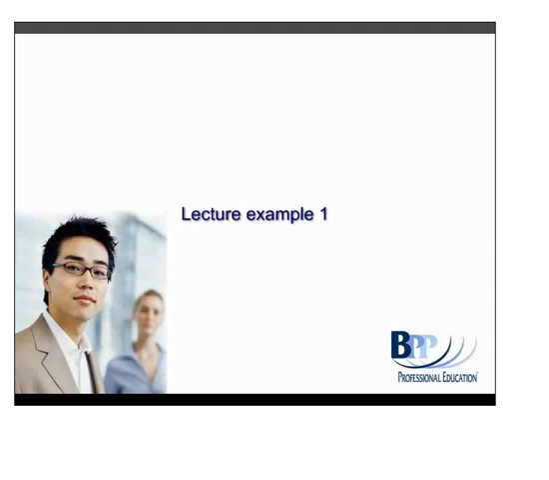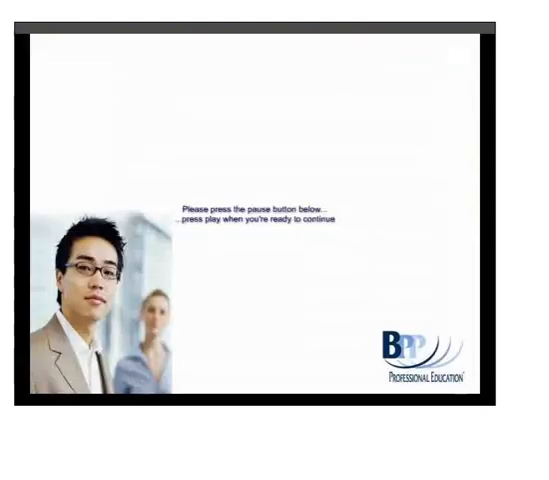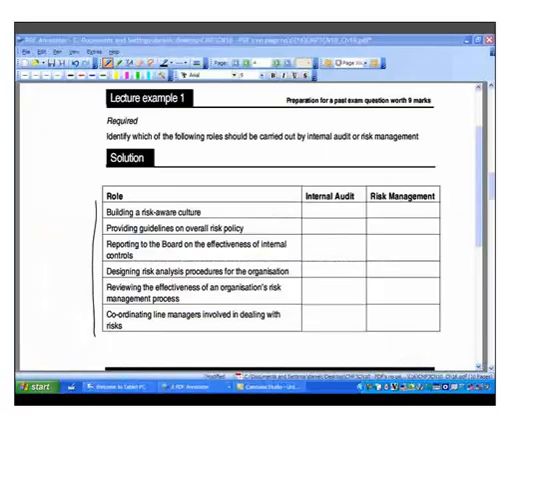Okay, so whose responsibility is it fundamentally to build a risk-aware culture? Well, this is the responsibility of the risk management function. Internal audit may have their place in terms of raising awareness of risks, but it's not fundamentally what they're aimed at. It fundamentally is what risk management is all about. What about providing guidelines on overall risk policy, perhaps on what risk tolerance the organisation should have? Well, again, that is risk management. It's up to them to decide what the policies and central guidelines and overall approach of the organisation should be, obviously under direction from the Board of Directors.